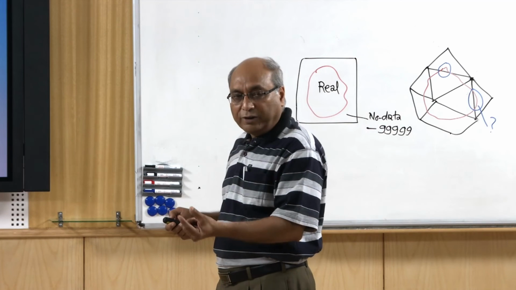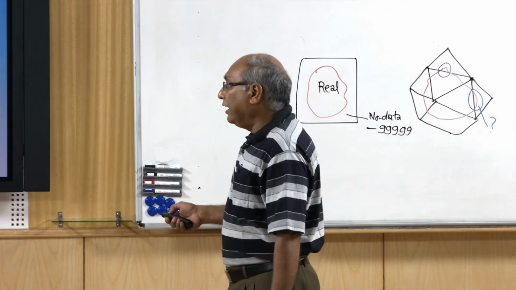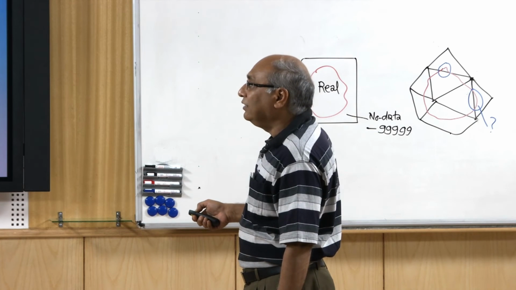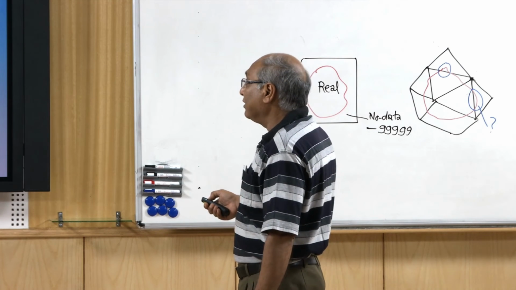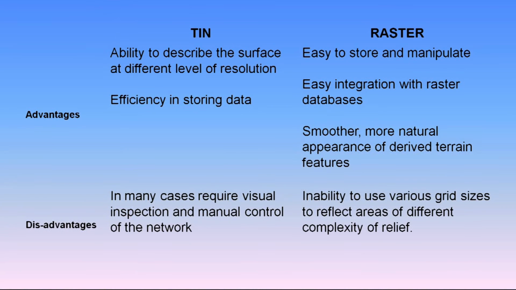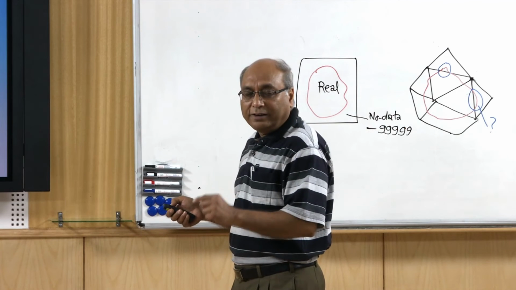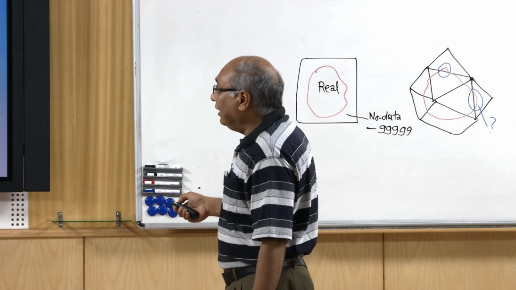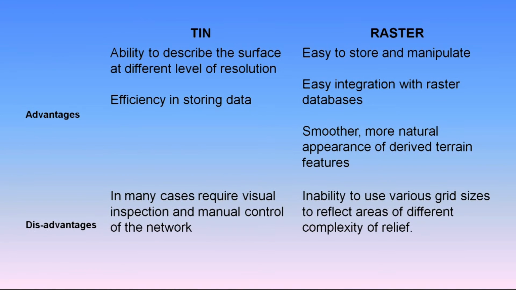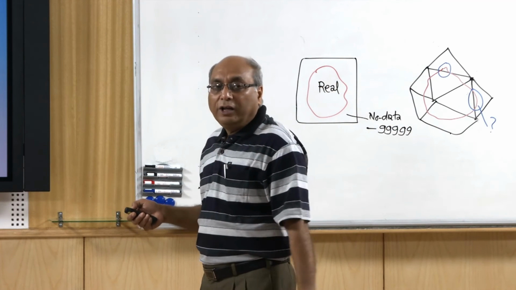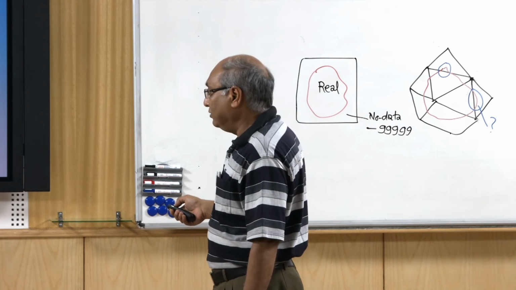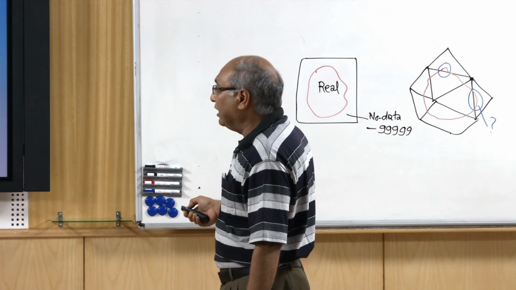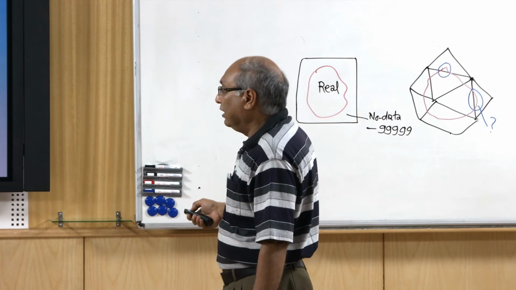Resolution is not fixed here because the size of the triangle is not fixed, and there is no redundancy in case of TIN. But in case of raster, it is easy to store and manipulate, because concept-wise raster is the easiest data format, even easier than vector. It is also easy to integrate with other raster data sets, for example satellite images, which are a very big source of data input in modern-day GIS, and it gives a smoother, more natural appearance of derived terrain features.